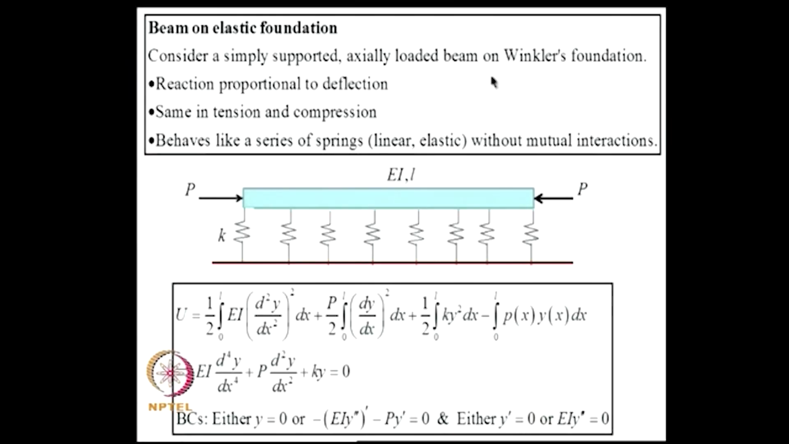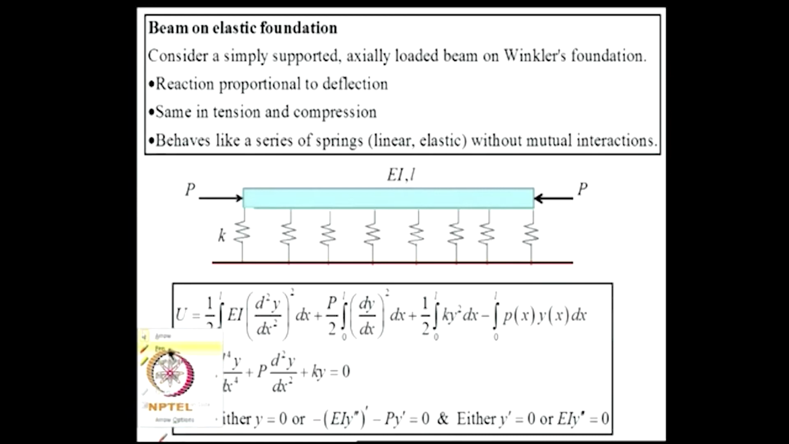The basic assumptions in Winkler foundation are that the reactions are proportional to the deflection at any cross section, and the spring works both in tension and compression. The foundation behaves like a series of springs without mutual interaction. That is a basic assumption of Winkler's foundation. So, the expression for U in this case has these two terms which we already encountered. This is a new term, half k y square dx, and this is the work done by external loads which we need to include to completely formulate the problem.